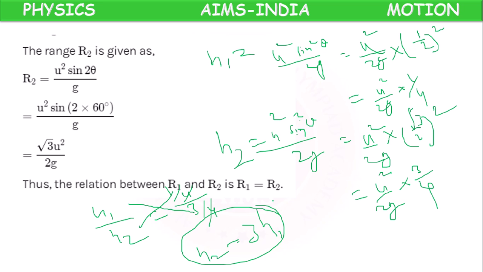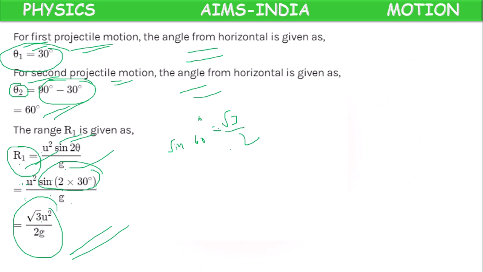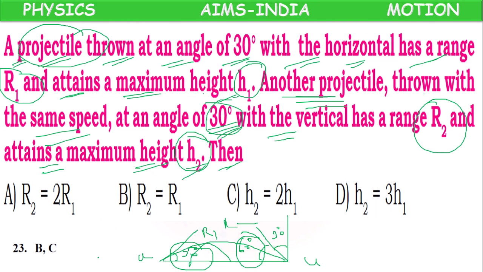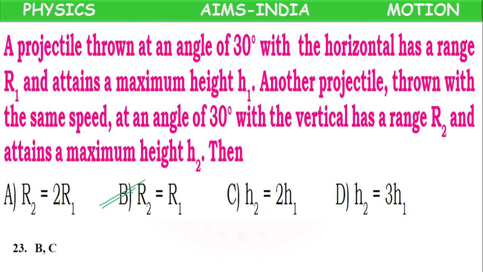So R1 equals R2, one relation. H2 equals 3h1, another relation. So here the answers are R1 equals R2, option B, and H2 equals 3h1, option D. So B comma D, not B comma C. B comma D are the correct options.